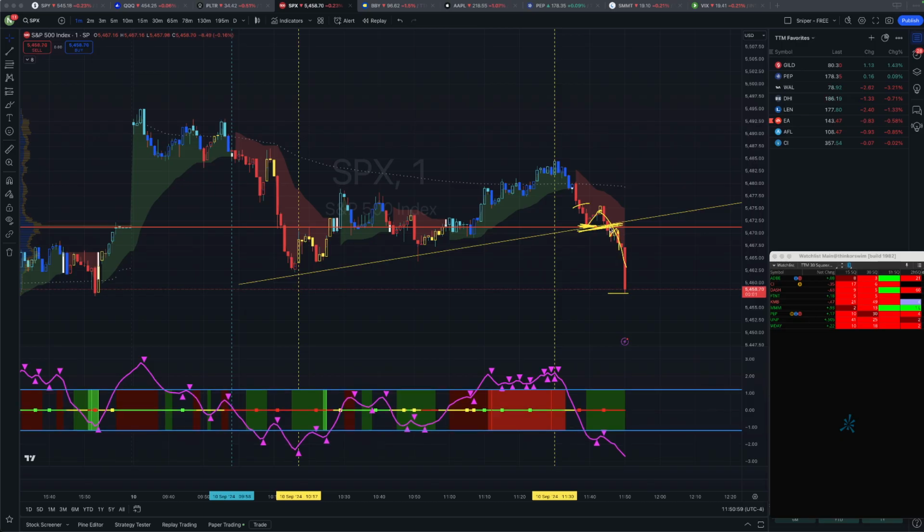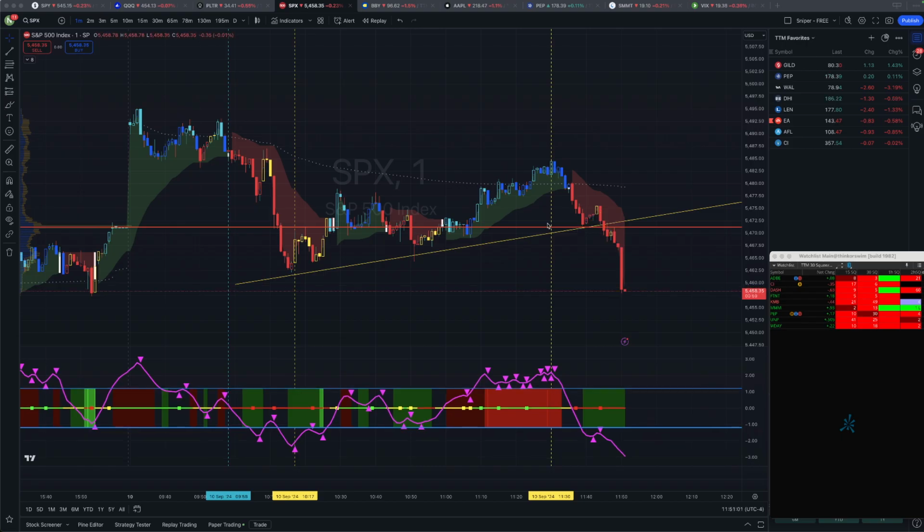I was just in the middle of a psychology lesson. We got this breakdown and retest. That would have been another great place to short for a flush.